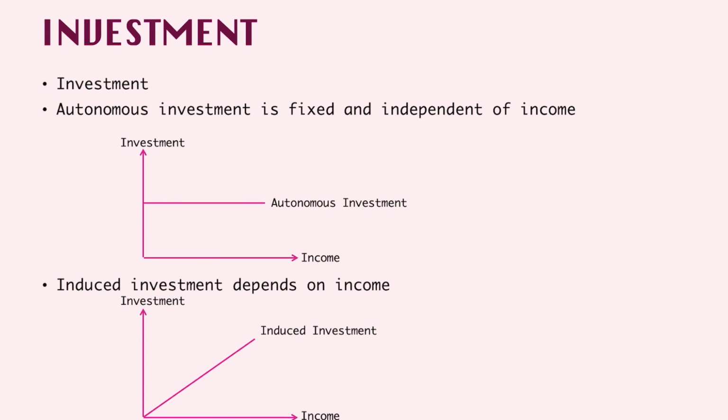The last part for this video, I will explain the investment. There are two types of investment. The first one is autonomous investment, and the second one is induced investment. So, autonomous investment, similar to autonomous consumption and also autonomous saving, the word autonomous means it is fixed and independent of income. As the income increases or decreases, the autonomous investment is always fixed, it does not increase or decrease. Okay, and induced investment depends on income. As the income increases, the investment also increases.